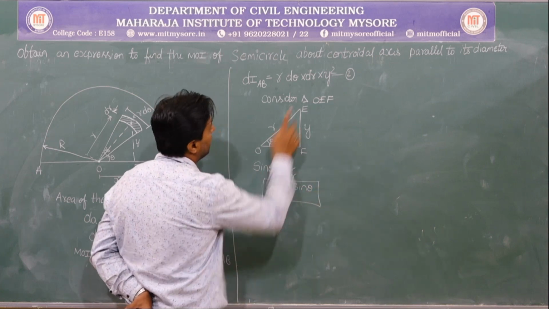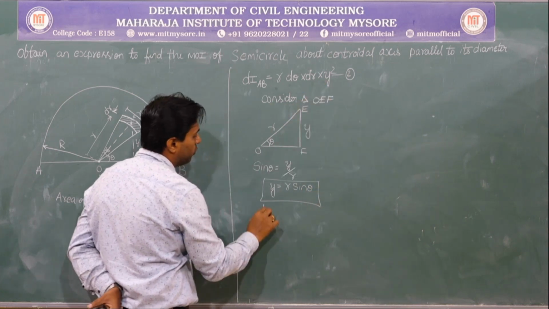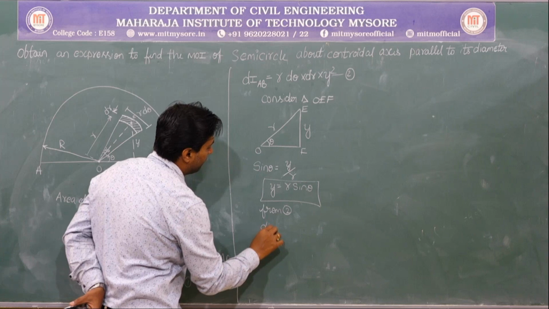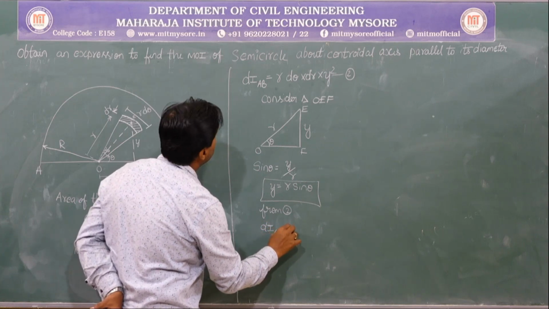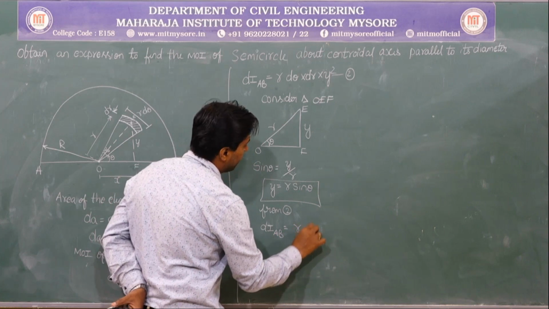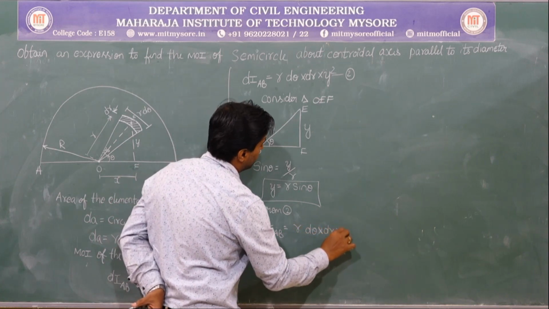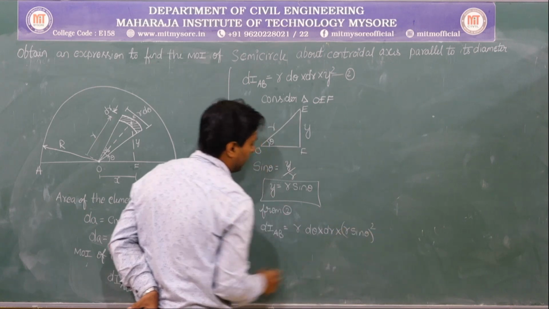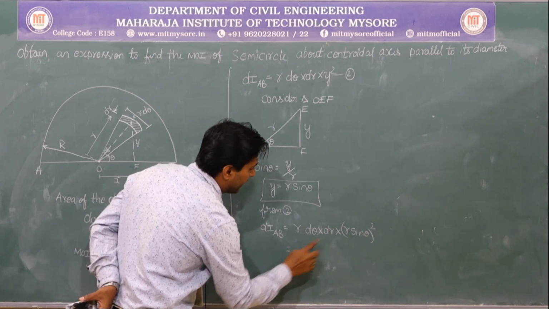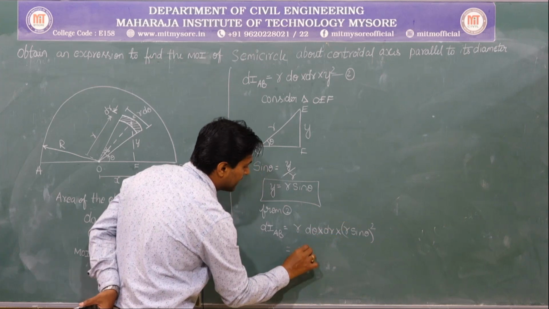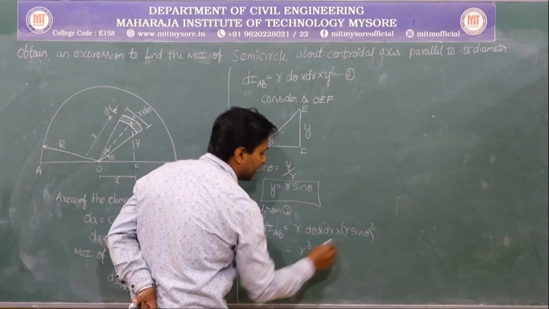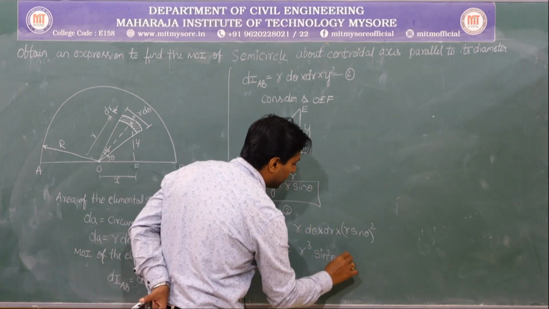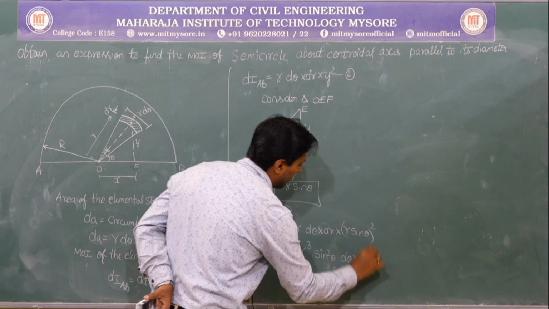So substituting this in equation 2, dI_AB is equal to r into d theta into dr into, instead of y, r into sin theta whole square. If I open the brackets, r is there, so it is r cube, next sin square theta, and we are left with d theta into dr. Any doubt still here?